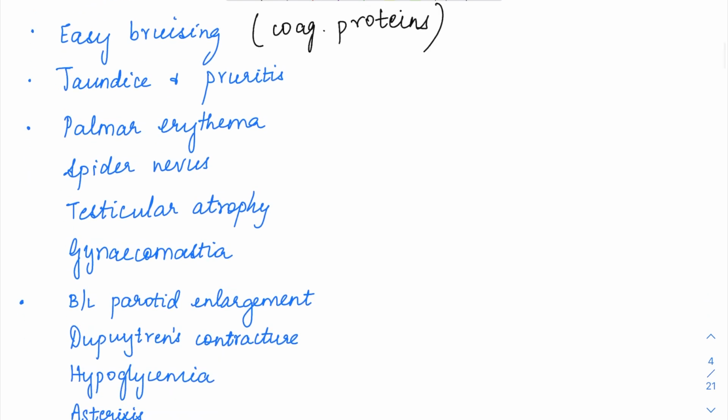Again, the liver cannot excrete bile. One of the functions of the liver is to excrete bile, and bile excretion cannot happen because liver function is not proper. That will result in jaundice, and jaundice can in turn lead to pruritus, so intense itching throughout the body will be there.